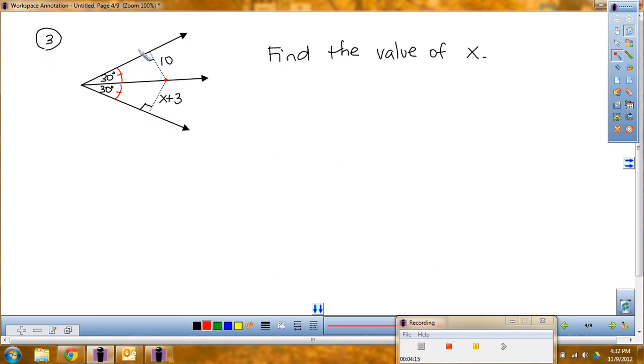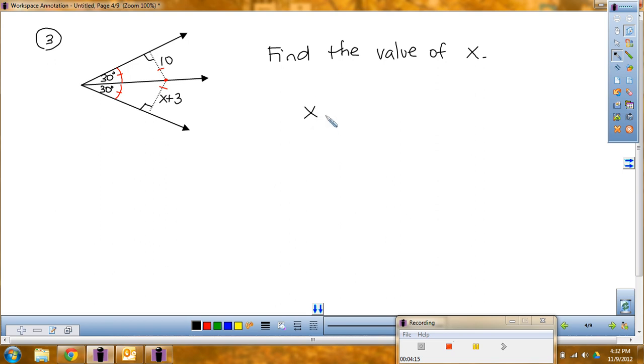So if we draw those perpendicular lines in, then we have the shortest distance from this point to that line, and since this is cutting through the middle of the angle, it's also cutting through the middle of the rest of our angle. So we can then conclude that 10 and x plus 3 are equal to each other.